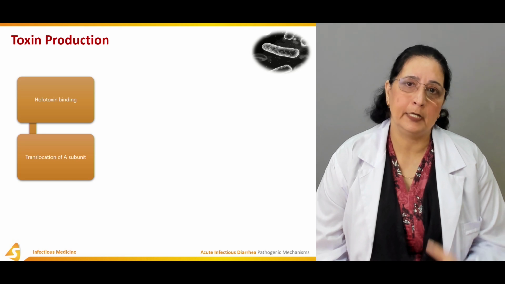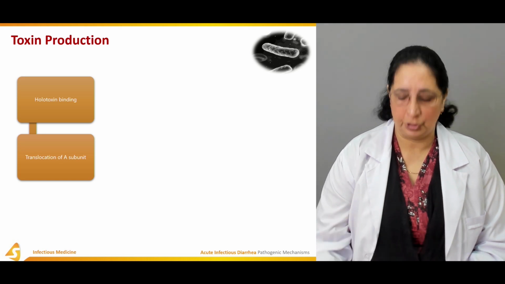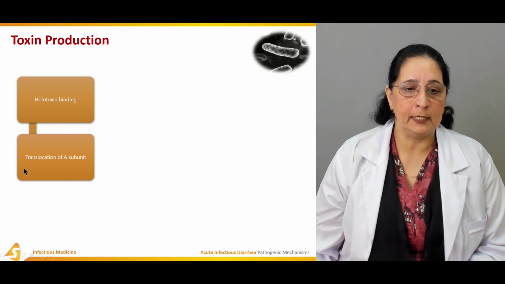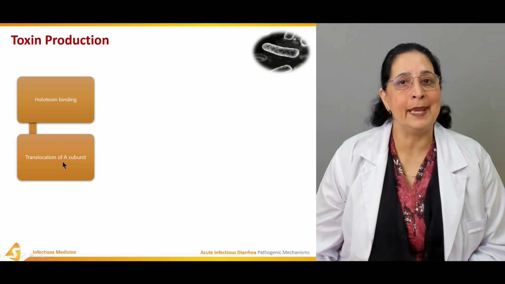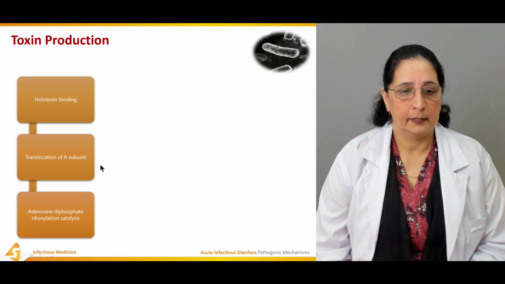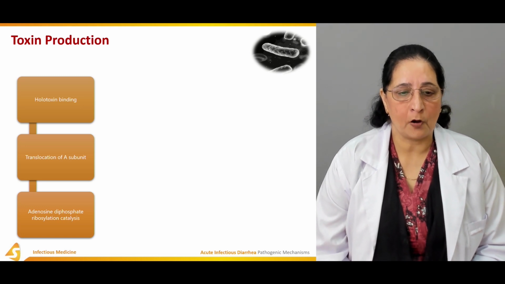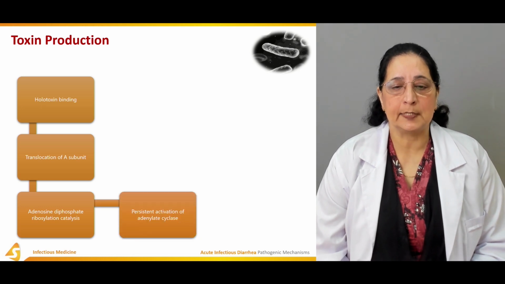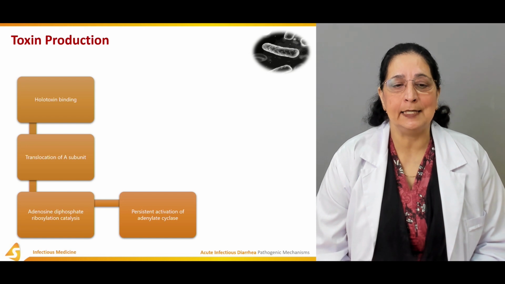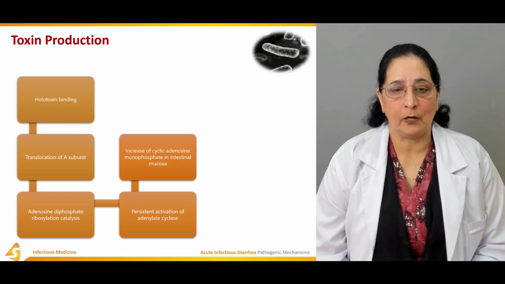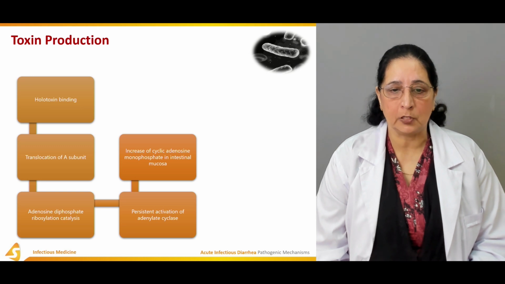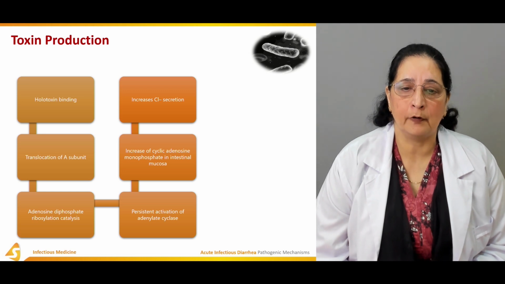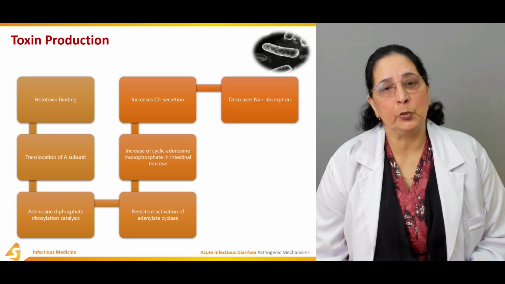Holotoxin binding, what it does, as we mentioned, is associated with the B subunit. Holotoxin binding causes translocation of the A subunit. Adenosine diphosphate ribosylation catalyzes, and there is persistent activation of adenylate cyclase, with an increase of cyclic adenosine monophosphate in the mucosa, which increases the secretion of chloride and decreases sodium reabsorption.